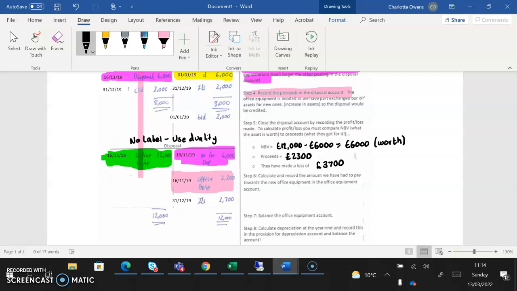Now to do this properly, I'm going to draw out a quick income statement T account. Losses obviously have negative impacts on profits and therefore it would be an expense on the income statement. Now under duality, for every debit we have an equal credit.